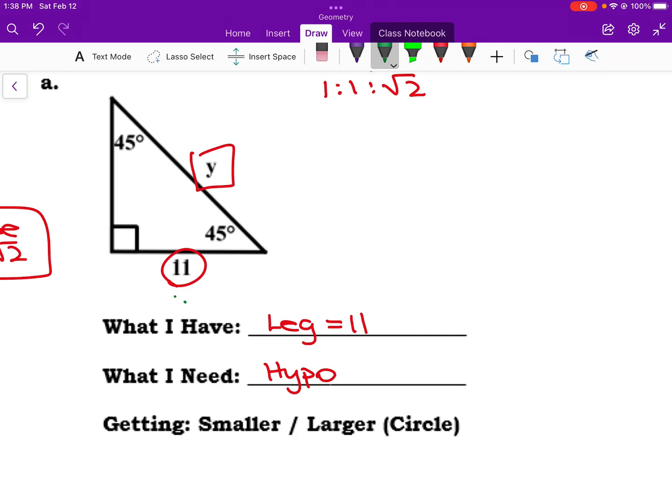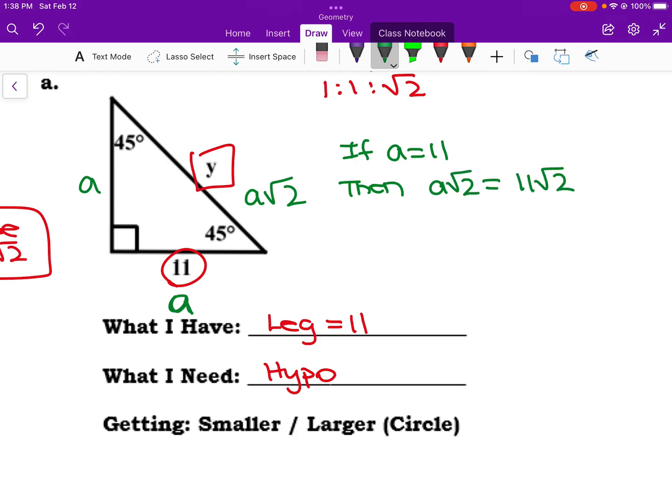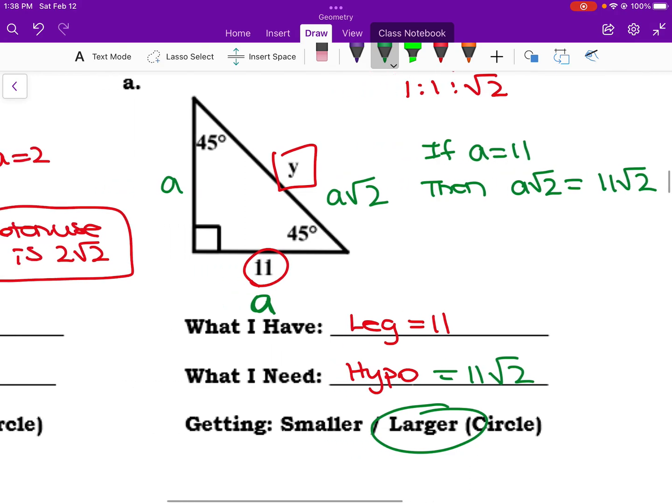So again, if it helps to just designate A, we know the ratio of A to A root 2. Then if A is 11, we can organize it like this. If A equals 11, then A root 2 equals 11 root 2. It's not too bad, right? So my hypotenuse equals 11 root 2. And it got larger because we went from the leg to the hypotenuse.